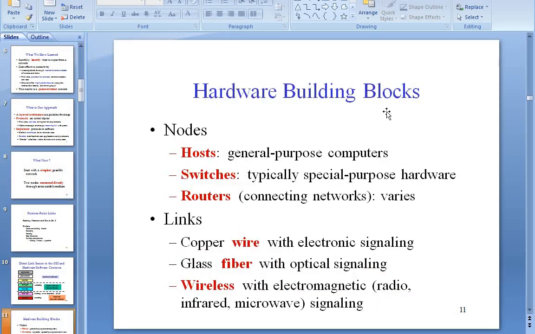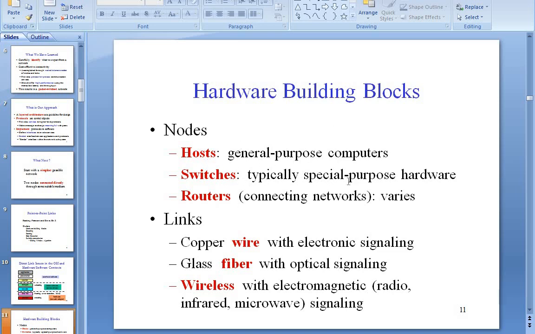So, hardware building blocks of computer networks. In hardware building blocks, the first building blocks are in the form of nodes, and nodes are further divided into hosts, switches, and routers. Hosts are basically general purpose computers, or we can say your PCs or laptops or smartphones nowadays can be counted in hosts.